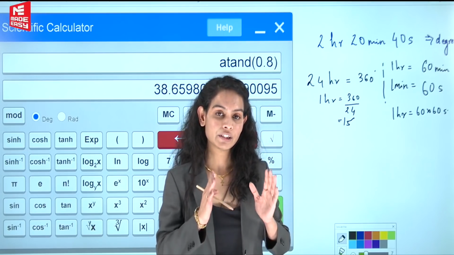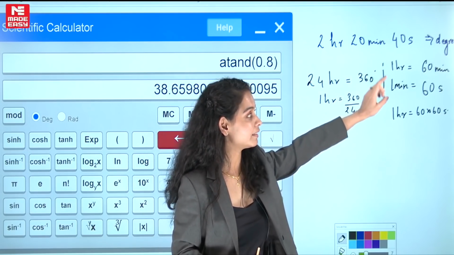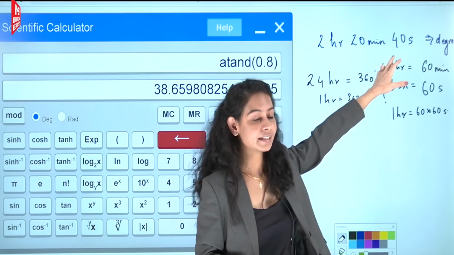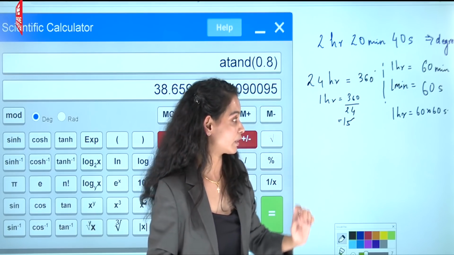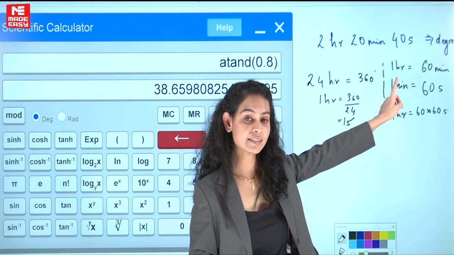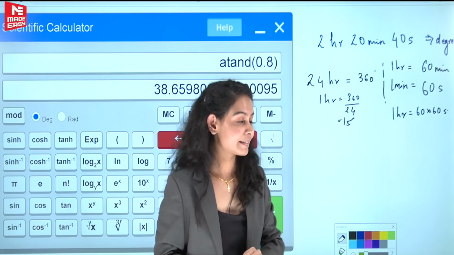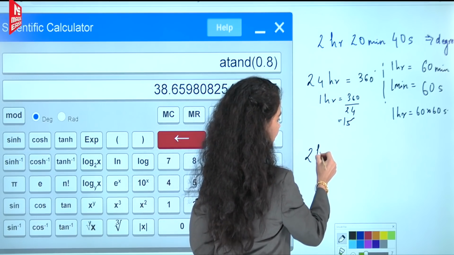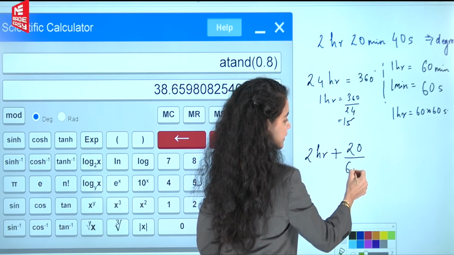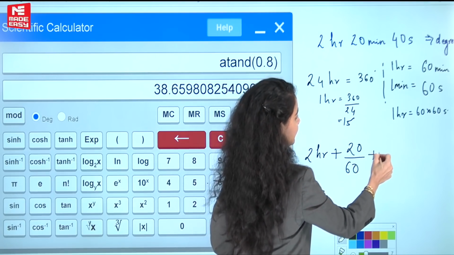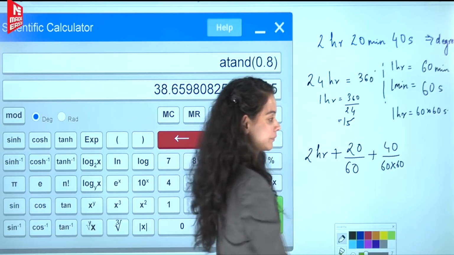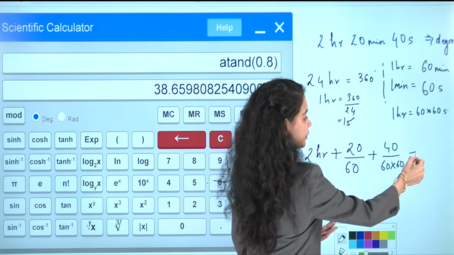Convert the entire thing into hours. So for converting 20 minutes, you have to divide it by 60 to convert it into hours, and for 40 seconds you will have to divide it by 60 into 60, because 1 hour is equal to 60 minutes and 1 minute is equal to 60 seconds. So let's do it. It's 2 hours, that is fine, plus 20 minutes to hours, 20 divided by 60, then 40 divided by 60 into 60. Correct? So this will give you the total number of hours.